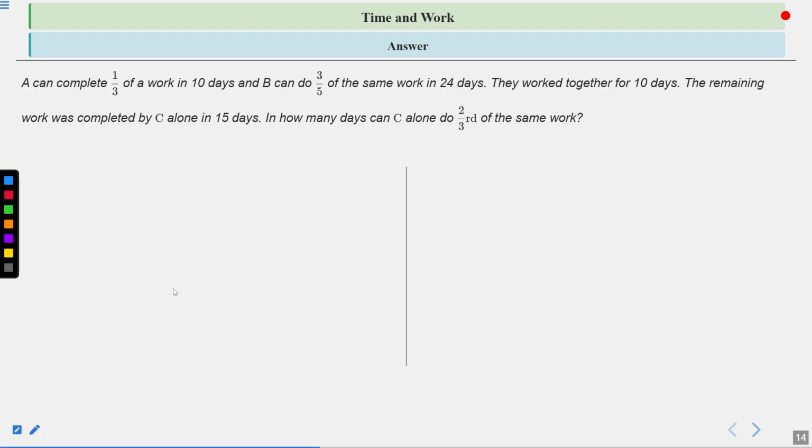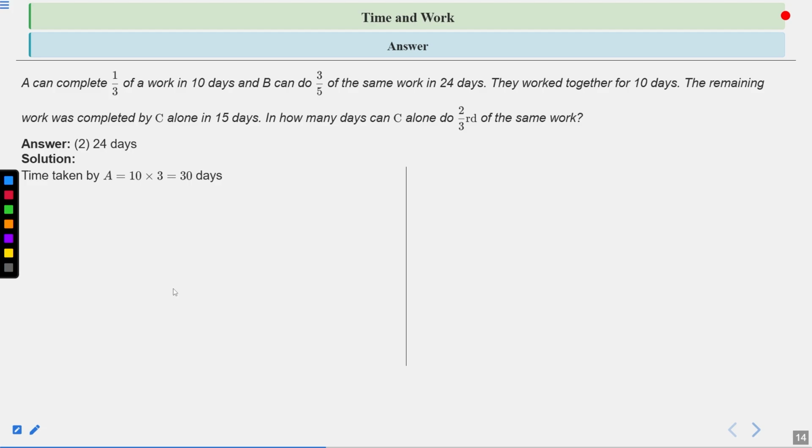So in how many days can C alone complete two-thirds of the same work? The correct answer of this question is the second one, which is 24 days. Now see the detailed solution of this question.